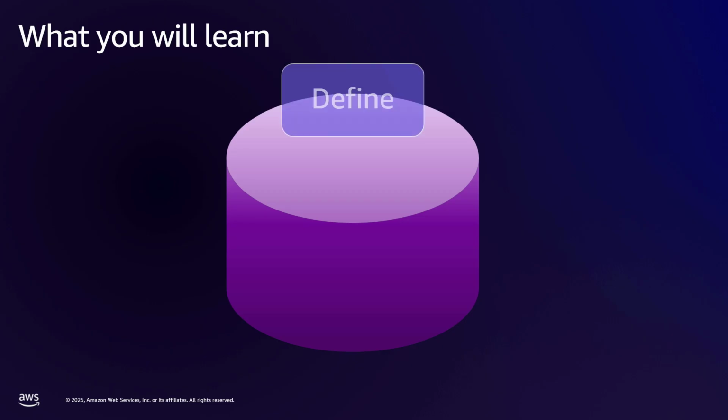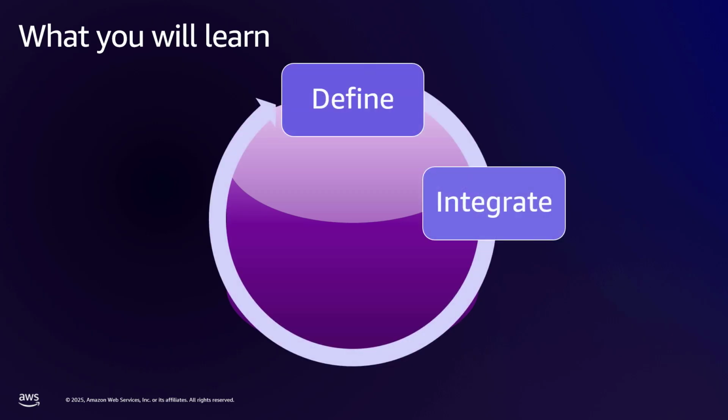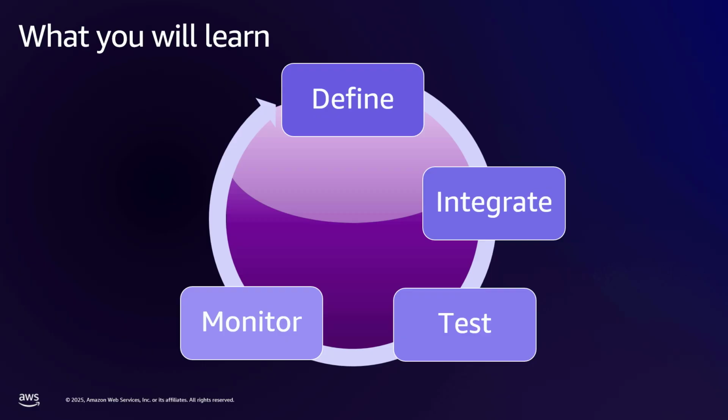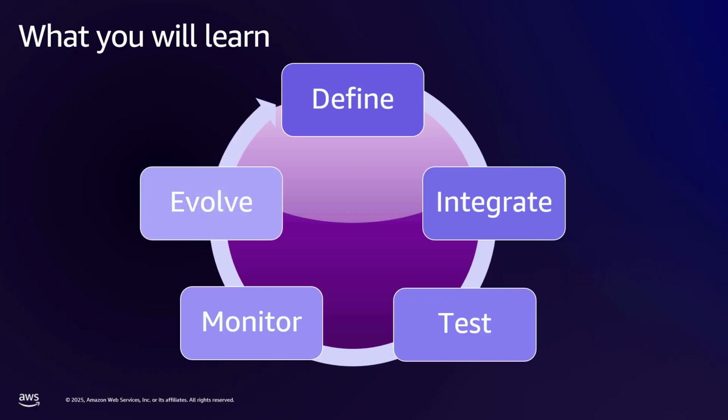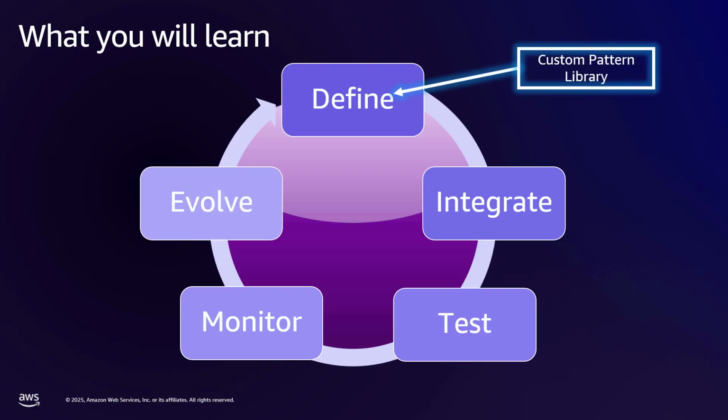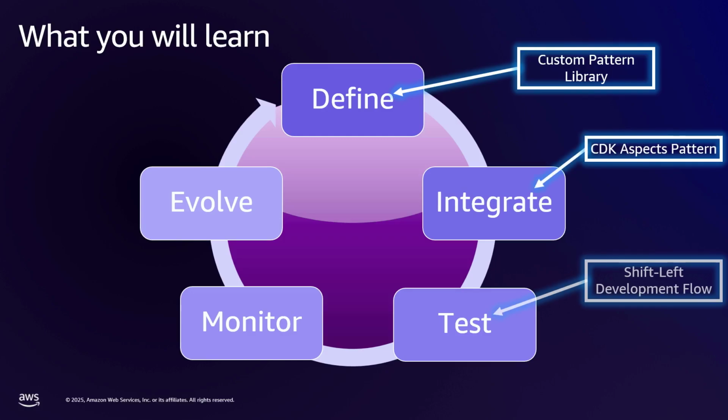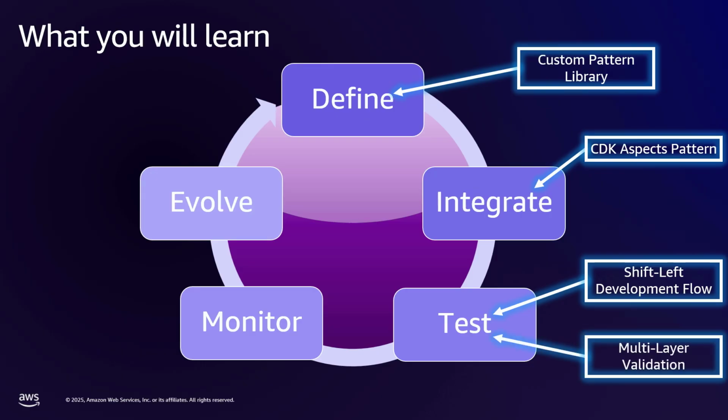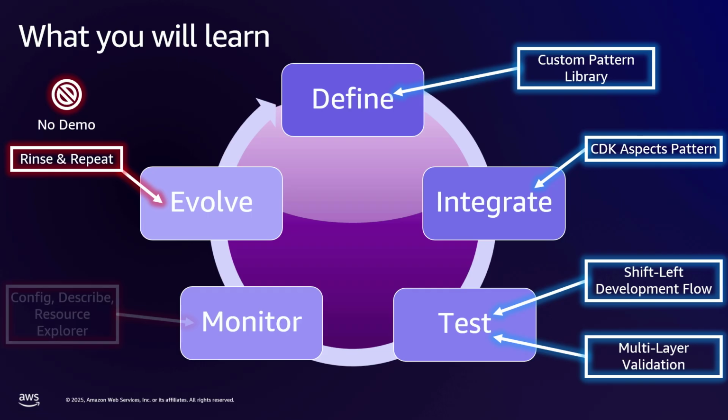So a key takeaway here, we talked about define, integrate, test, monitor, and evolve. And here's where the demos will touch into that definition of that life cycle. CDK aspects patterns for the integration of that. How do you test this into your shift left mentality? And multi-layer validation. Now, here are the things that we will discuss today in our demo, and the things that we won't demonstrate, but might add some homage here. You're going to be able to rinse and repeat from what you learned today to tighten to that, call it diamond quality of controls that you're looking for.